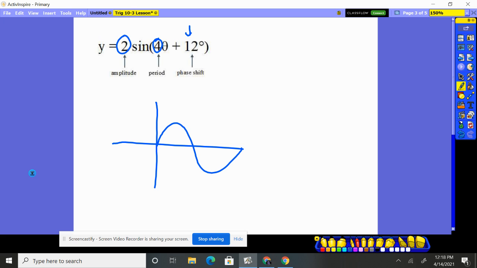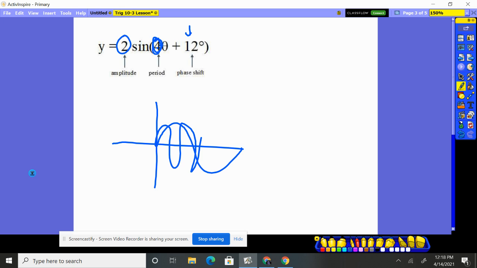And then the phase shift is the number right here. Since it says plus 12, we say, oh, it's actually not going forward 12, but back 12. However, what happens is because of this 4 and this guy gets tightened in, it doesn't go forward 12. We're going to learn that it actually is the 12 divided by whatever number is right there, the period. So it's really only going to shift 3 degrees back.